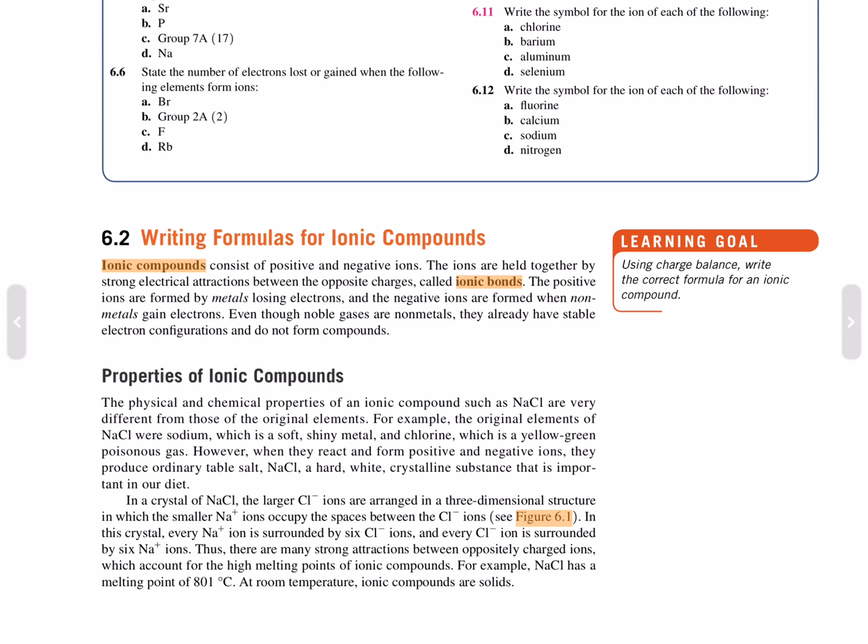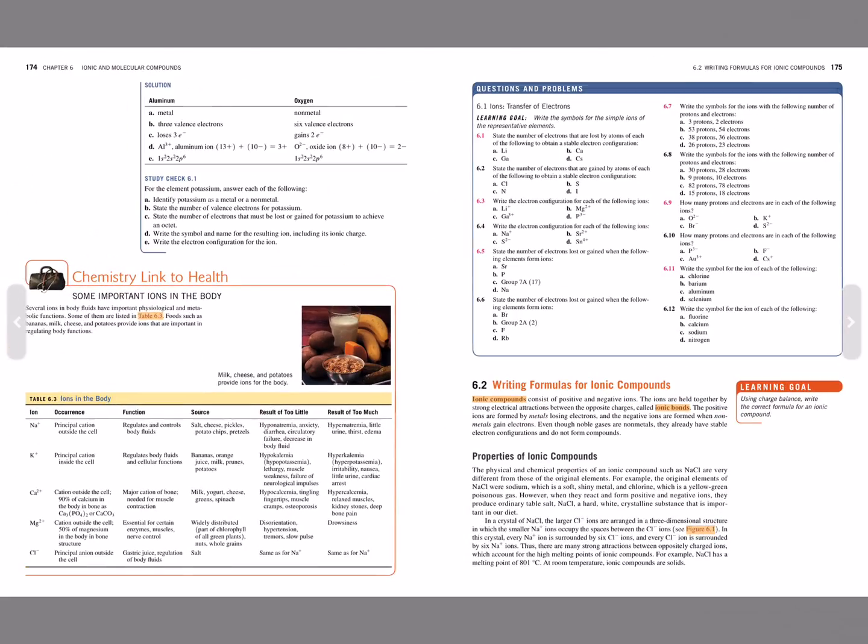In the crystal of sodium chloride, the larger Cl anions are arranged in a three-dimensional structure in which the smaller sodium cations occupy the space between the chloride anions. In this crystal, every sodium ion is surrounded by 6 chloride ions, and every chloride ion is surrounded by 6 sodium ions. Thus, there are many strong attractions between oppositely charged ions, which accounts for the high melting points of ionic compounds. For example, sodium chloride has a melting point of 801 Celsius. At room temperature, ionic compounds are solids.